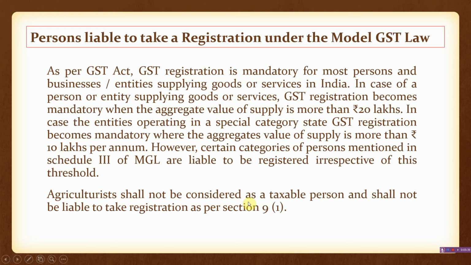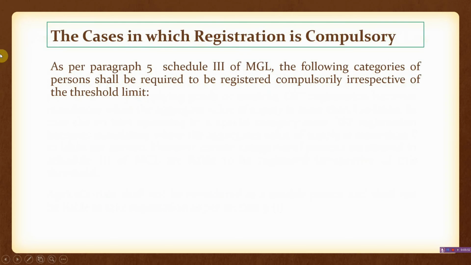An agriculturist shall not be considered a taxable person and shall not be liable to take registration as per section 9 subsection 1. So agriculturists are not liable to get a registration. Now next comes the cases in which registration is compulsory.